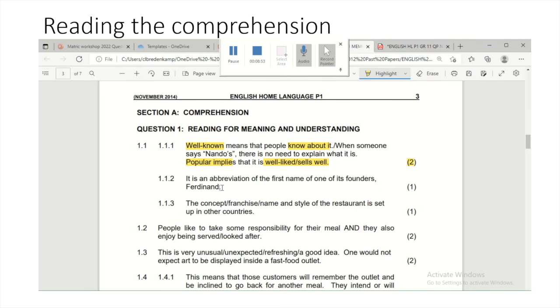So, we have this actually directly from the text, but remember you always need to put things into your own words. So it's an abbreviation of the first name of one of its founders, Ferdinand. All right, and that is for your 1 mark over there. You told me exactly what it is.